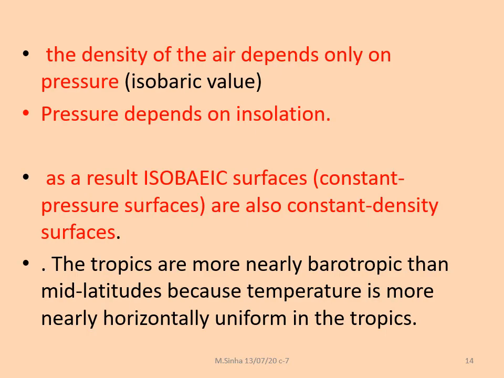Now come to the next slide. The density of the air depends on the pressure, that is the isobaric value. Pressure depends upon the insolation or the received energy or the received EMR. As a result, the isobaric surface, that is the constant pressure surface, is also a constant density surface. What will be the result? The isobar and isotherm lines run parallel, and this is known as a barotropic condition.